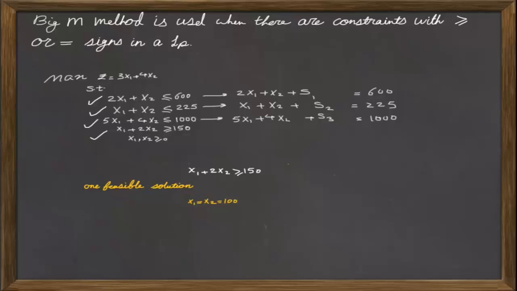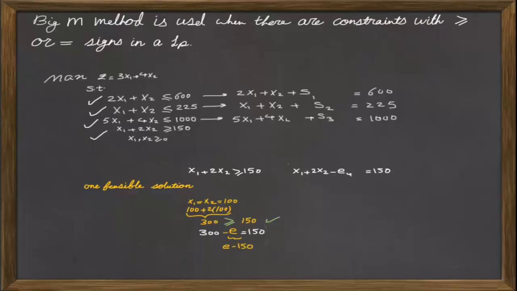Now, if I replace this feasible solution in the last constraint of this problem, which has a greater than or equal sign, you'll see that the left-hand side will be 300. Unlike the constraints with less than or equal sign, where we have to add some amount to the left hand side of the constraint, in this case we have to reduce some amount from the left hand side to make it equal to the right hand side, which is 150. This amount that we reduce from the left hand side is called excess and is shown by E.